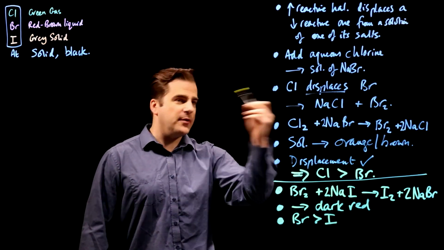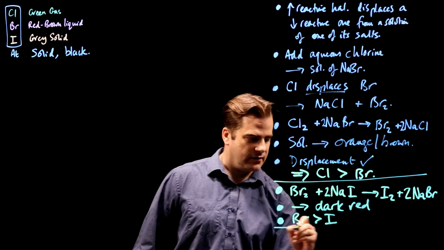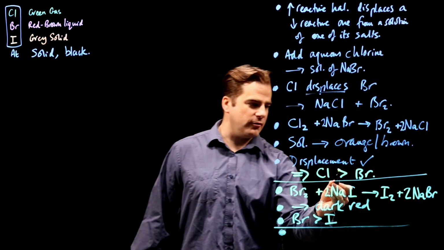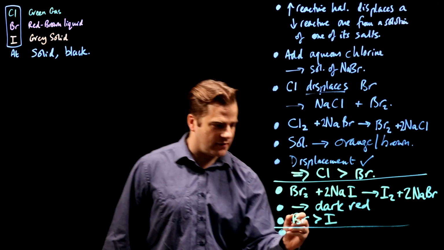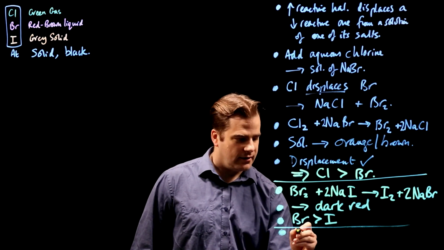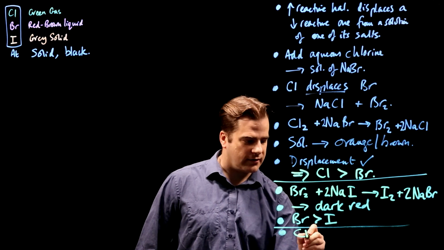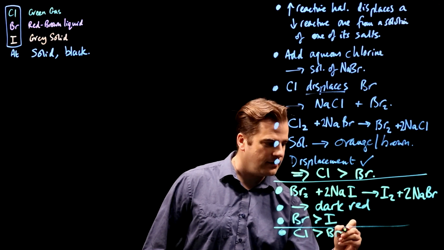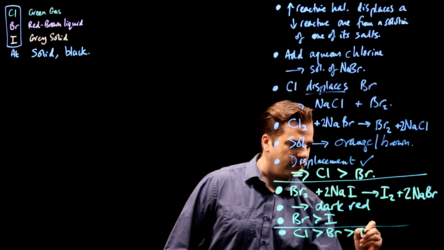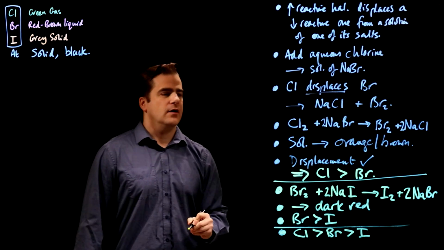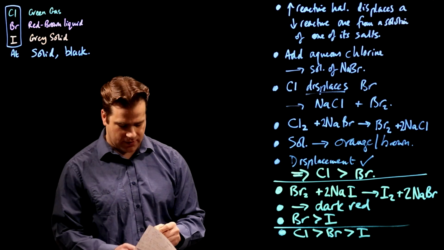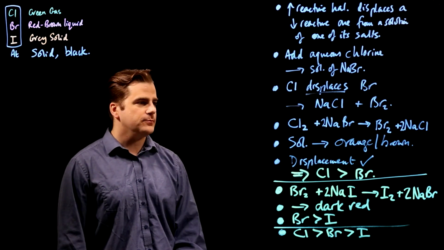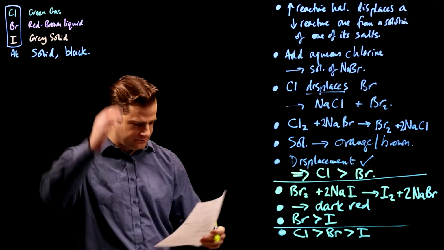Okay? And to wrap it all up for the full 6 marks, just say, if chlorine is more reactive than bromine, bromine is more reactive than iodine, you can put all 3 in reactive order. Chlorine then is more reactive than bromine, which is more reactive than iodine. Okay, 6 marks. There you go. Right, let's move on.